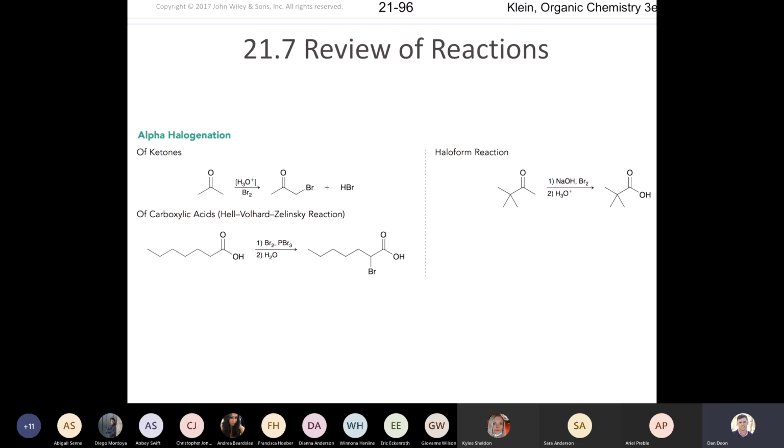The next one is the HVZ reaction, or the Hell-Volhard-Zelinsky reaction, which is where we do alpha halogenation on a carboxylic acid. First step is to treat the carboxylic acid with bromine and phosphorus tribromide, and then treat it with water.